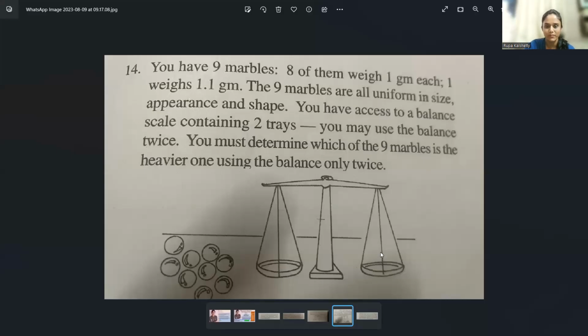Hello guys, we'll be solving this logical reasoning question. Let's read the question first.